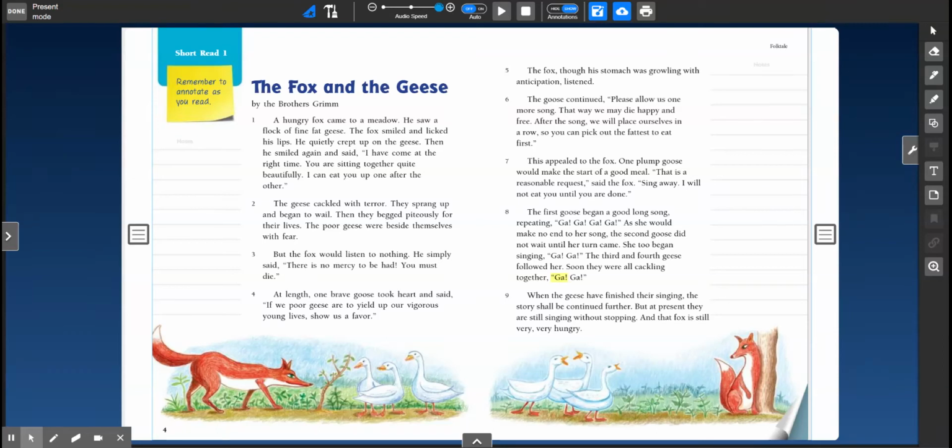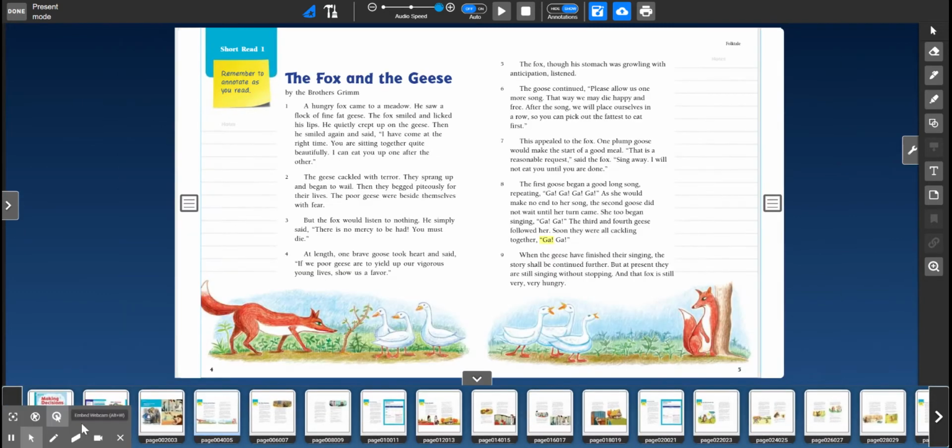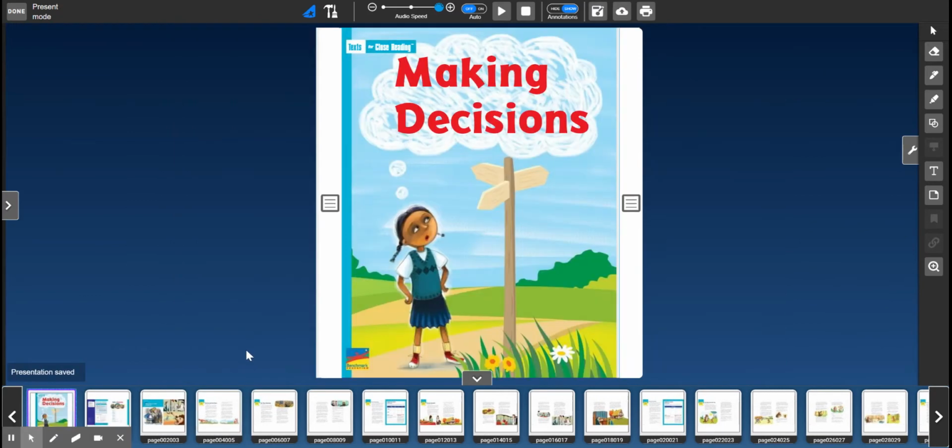Hi friends, this is the reading lesson for third grade. You need a pencil. You also need two different color highlighters if possible. If you don't have two different colors, you can use two different colored pencils or one highlighter and one colored pencil. And you need your booklet called Making Decisions.